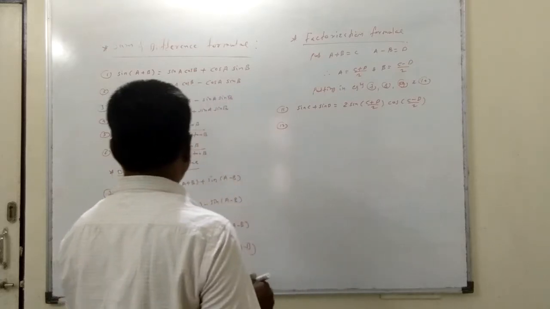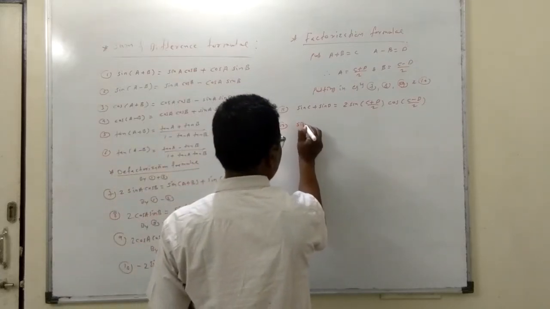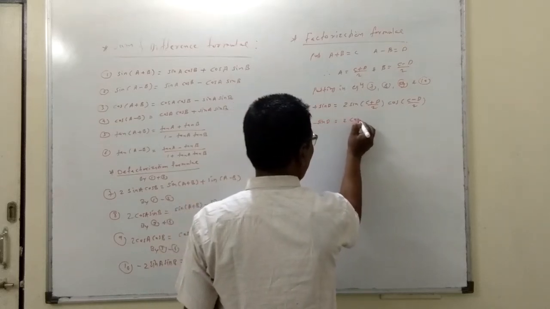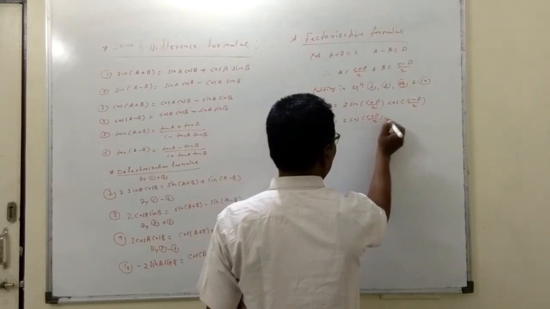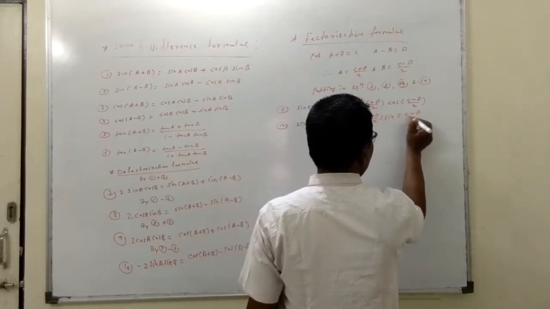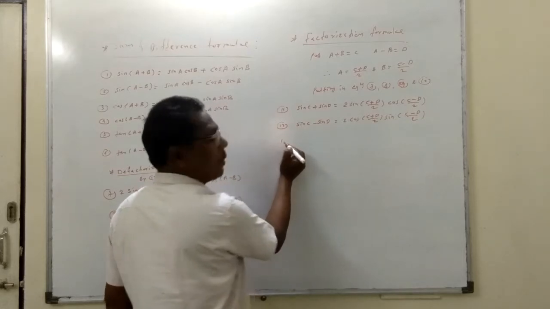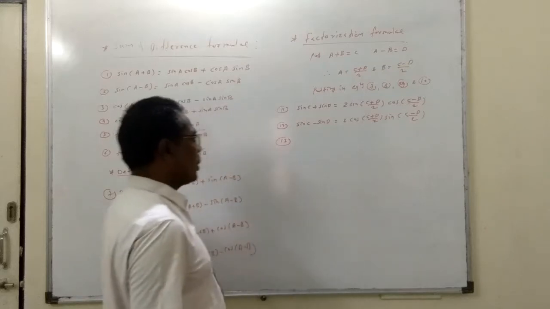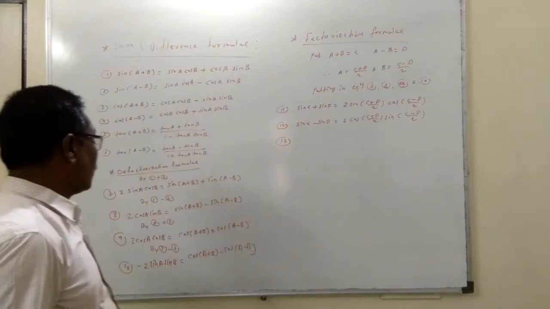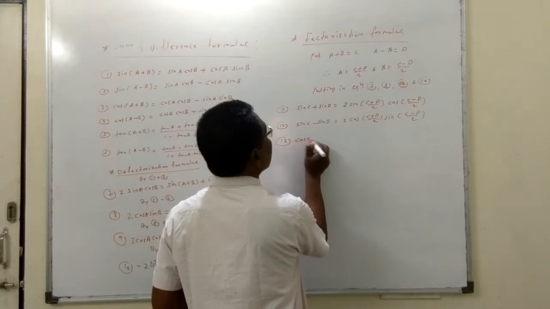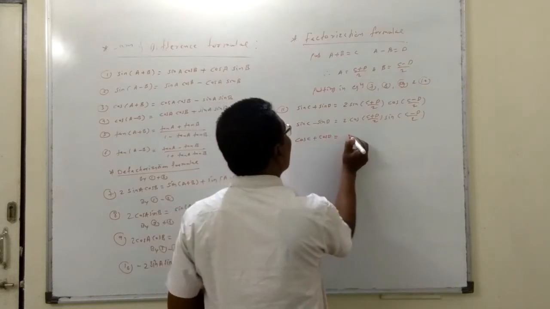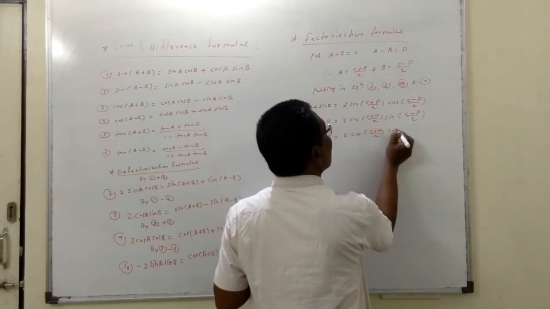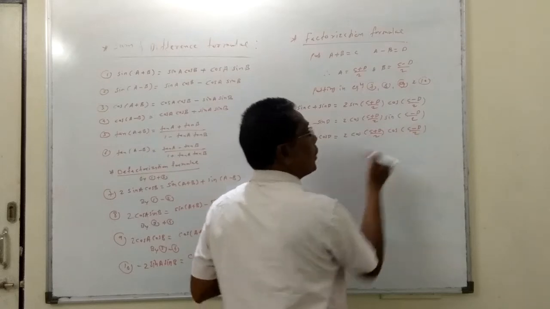If we put in the 8th equation, sin C minus sin D is equal to 2 cos((C plus D) by 2) into sin((C minus D) by 2). In the 9th equation, if we put, we get the next formula, 13th factorization formula. So cos C plus cos D, that is equal to 2 cos((C plus D) by 2) into cos((C minus D) by 2).